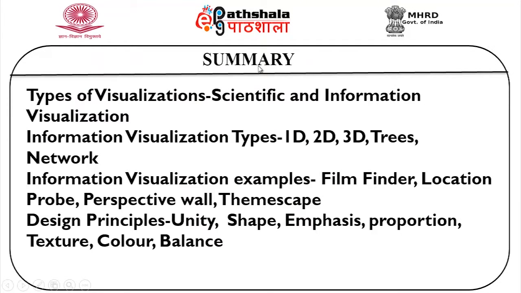Till now, to summarize in this module, we have been looking at the various types of visualizations like scientific and information visualization. We have also looked at the information visualization types like one-dimensional, 2D, 3D, trees and network kinds of visualization. We have looked at various examples of information visualization: Film Finder, Location Probe, Perspective Wall, ThemeScapes. These are good examples of information visualization. We have also looked at the design principles associated with the visualizations like unity, shape, emphasis, proportion, texture, color and balance. Thank you.